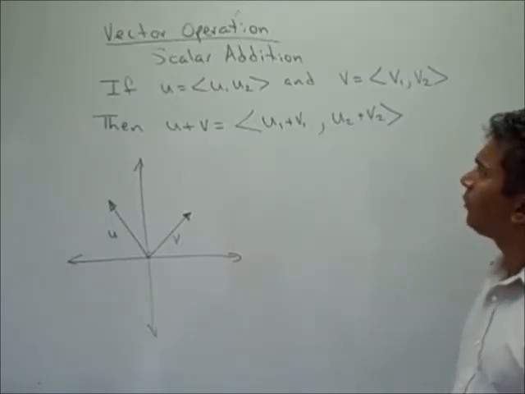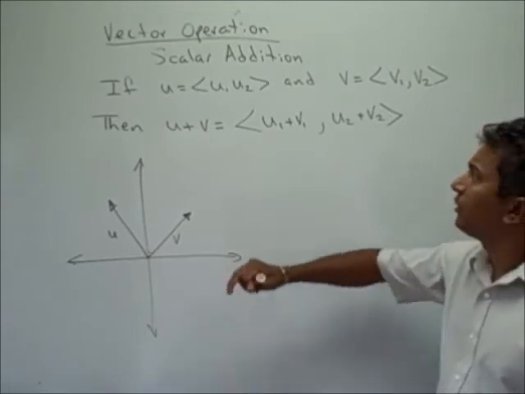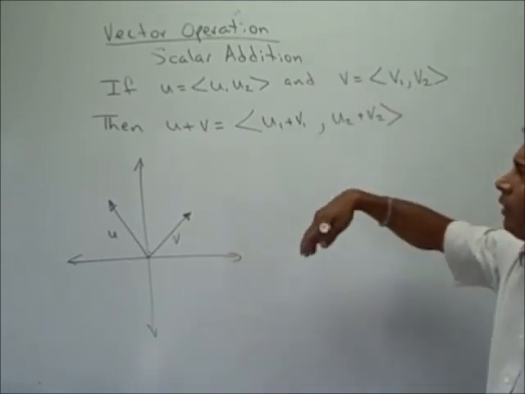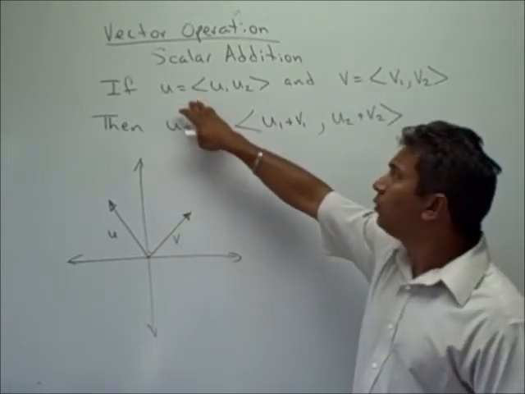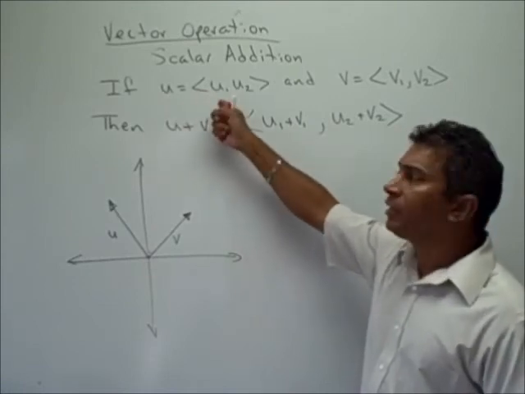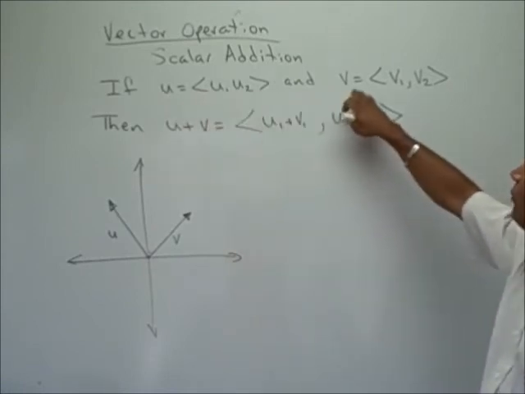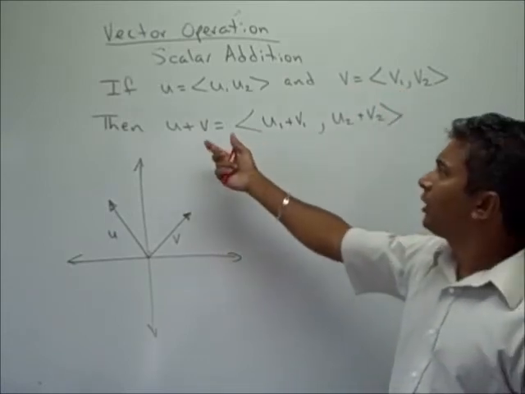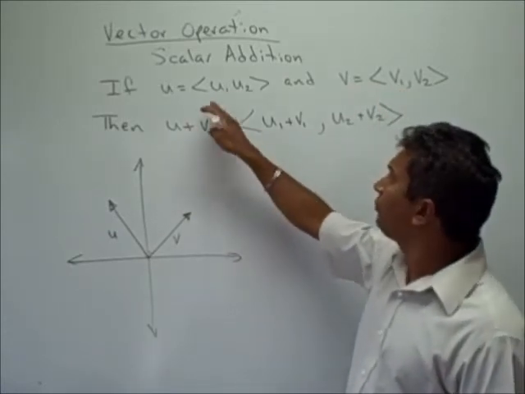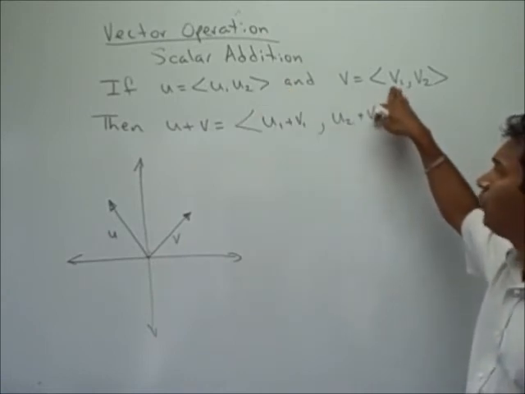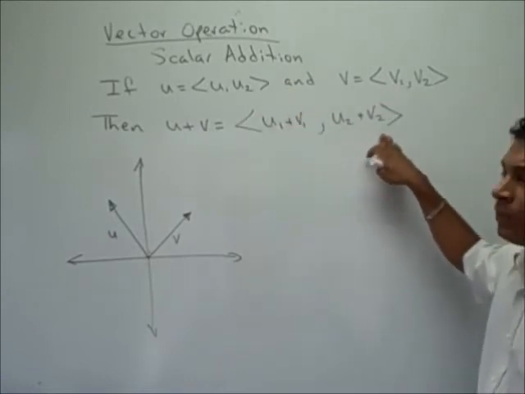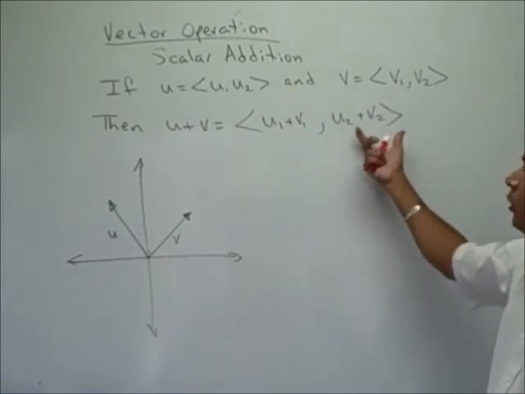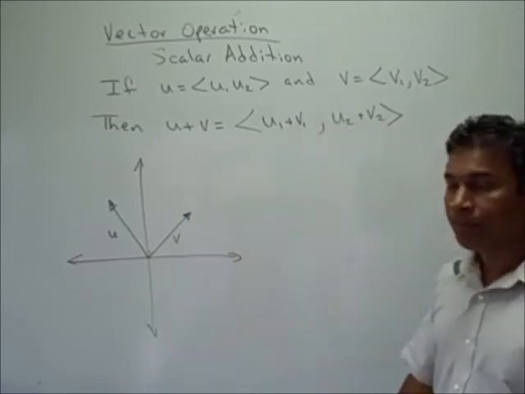Here in the second of our vector operations, we're looking at vector addition. If we have two vectors u, which has components of u1 and u2, and our second vector v, which has components v1 and v2, our addition of u and v is simply u1 plus v1 and u2 plus v2 to give us the components of u plus v.